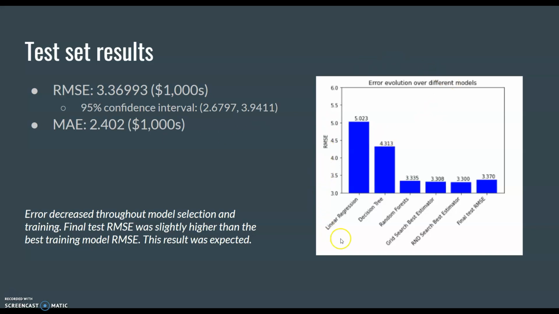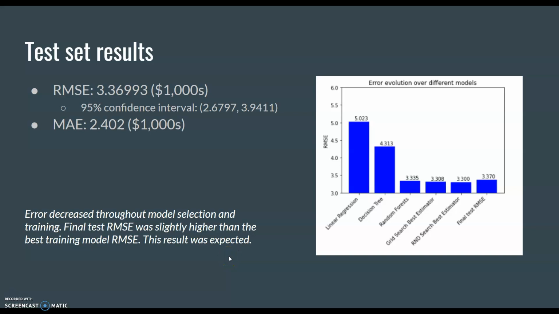And as you can see on this right-hand side, we were able to decrease the error by selecting better and better models and through better fine-tuning. But for the final test, the error did increase a little bit to 3.37. And that was just because of unforeseen data patterns in the test set. But the good news is that the error wasn't significantly higher, which would have indicated that there was overfitting. So there was no overfitting here, or very little overfitting.